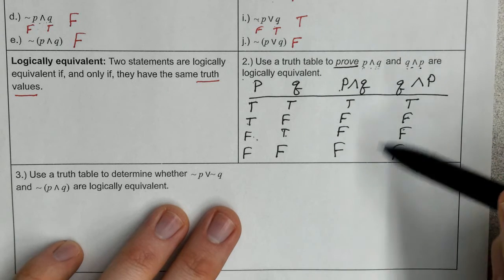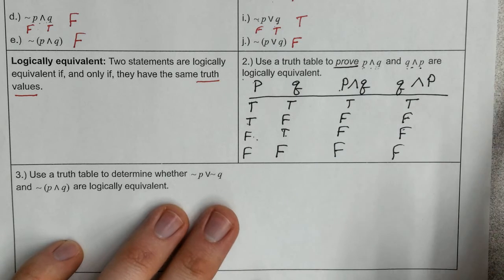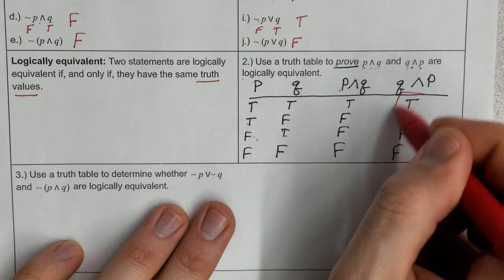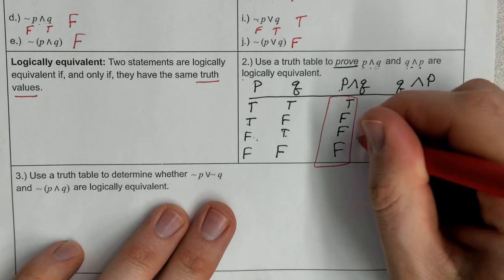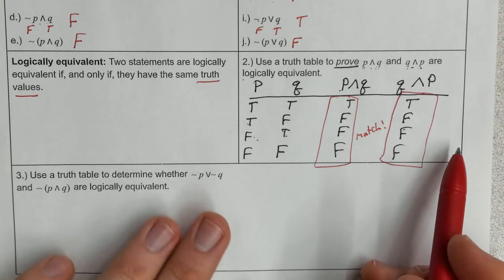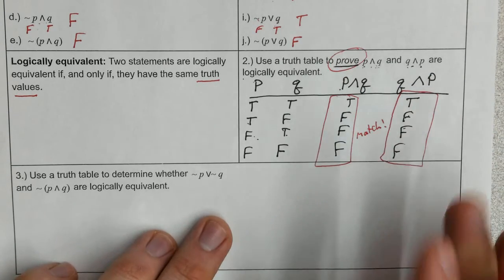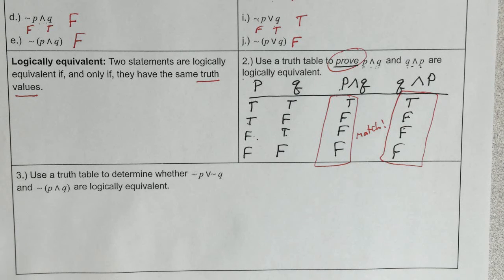Now this one's not hard to show, but you can see if these were a little more complicated, the truth table would help you out. So basically what you do is you check, are these the same? Do they match? And since they match, they are logically equivalent. Okay, so we proved it. Good job, us.